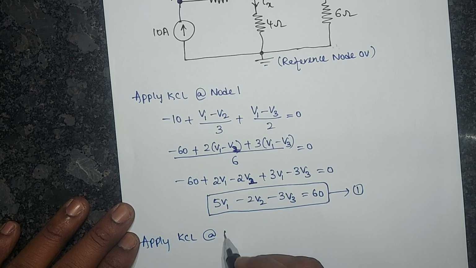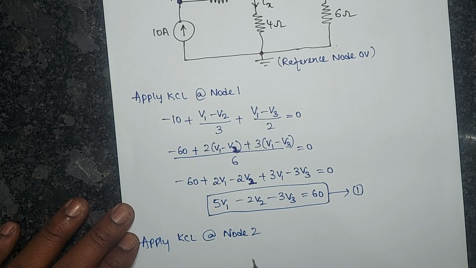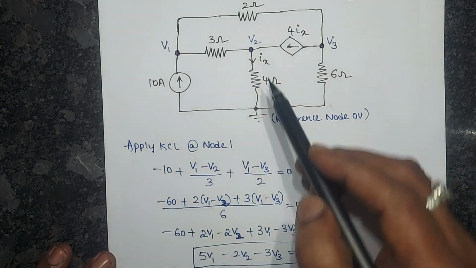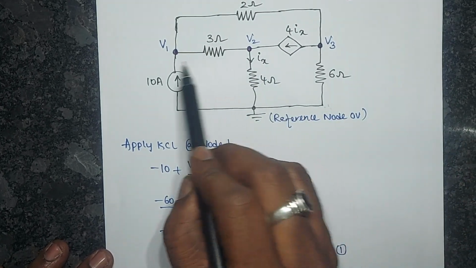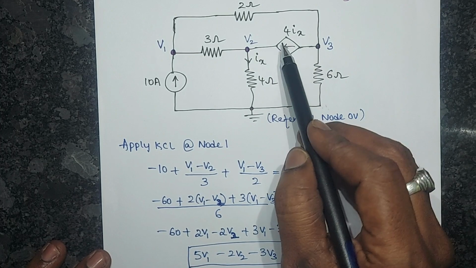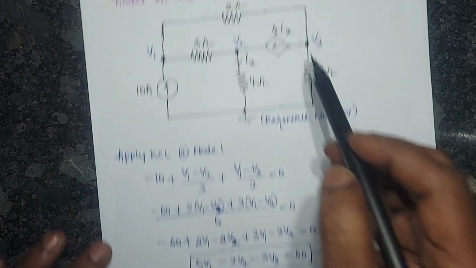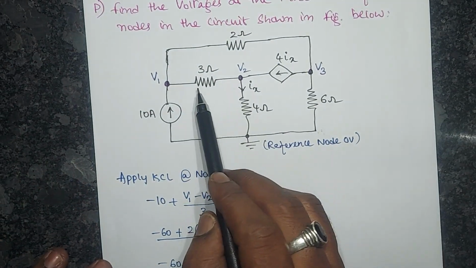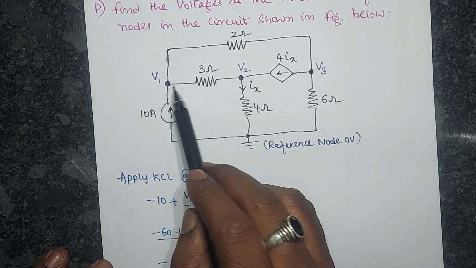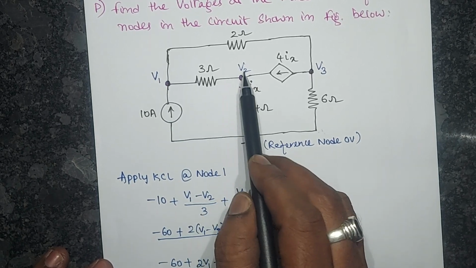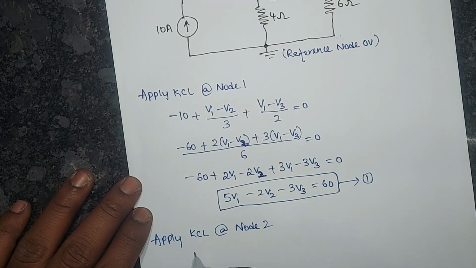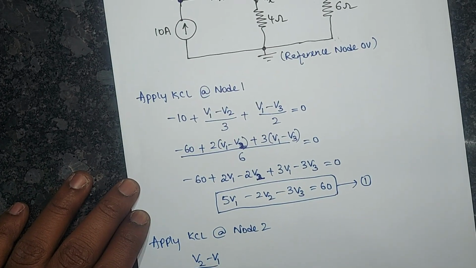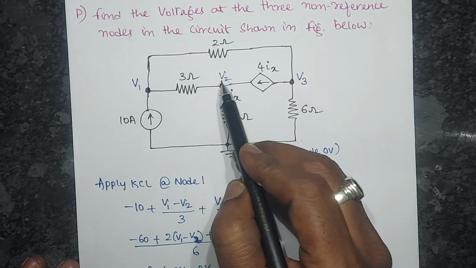at node 2. At this node 2, what branches are connected? The 4 ohms, these 3 ohms and this dependent current source. Now proceed in the same manner. Here the 3 ohm is connected between the potentials V1 and V2. Here I am considering V2 the higher potential, so it is V2 minus V1 by 3. While writing node 2, I am considering V2 positive.